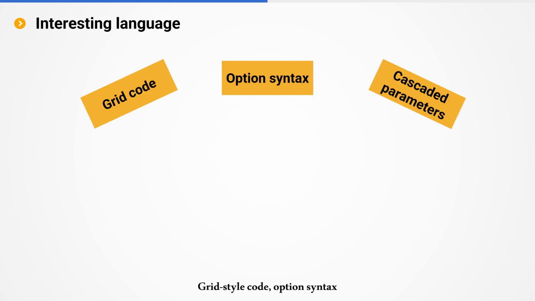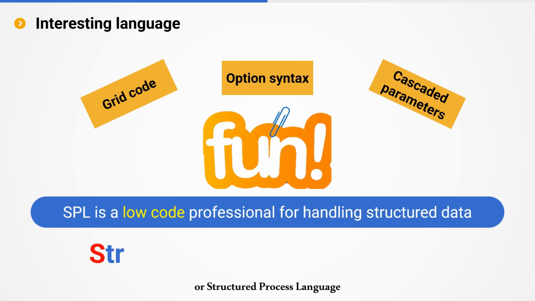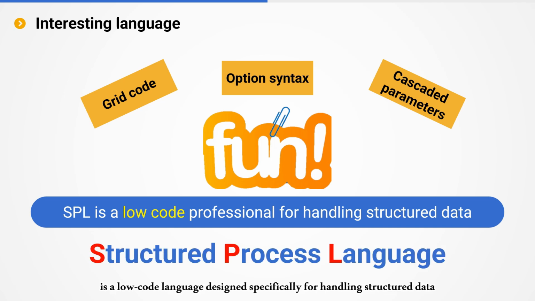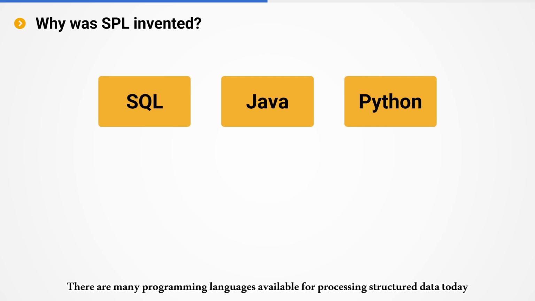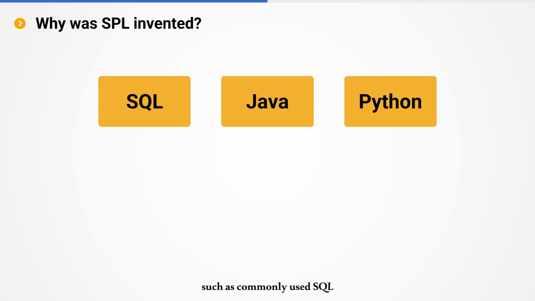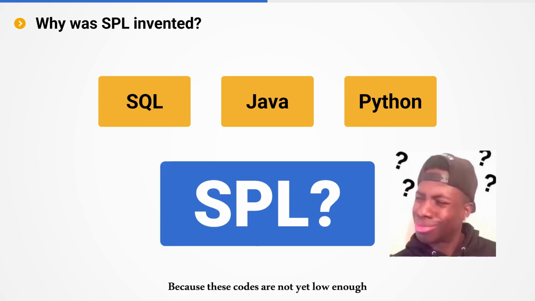Grid-style code, option syntax, and cascaded parameters make SPL look fun, but its true purpose is efficient data processing. SPL, or Structured Process Language, is a low-code language designed specifically for handling structured data. There are many programming languages available for processing structured data today, such as commonly used SQL, Java, Python, and so on. Why invent SPL? Because these codes are not yet low enough. That is, the code used to process structured data is not concise enough.